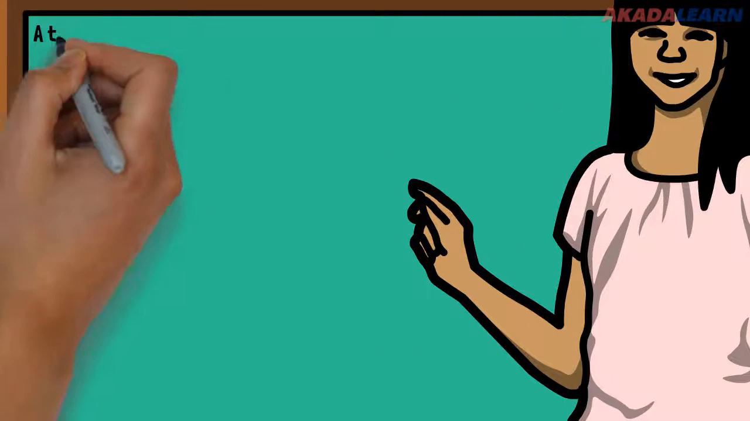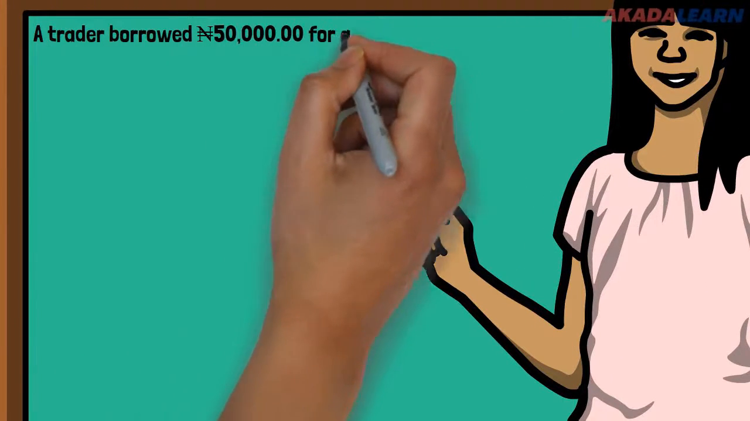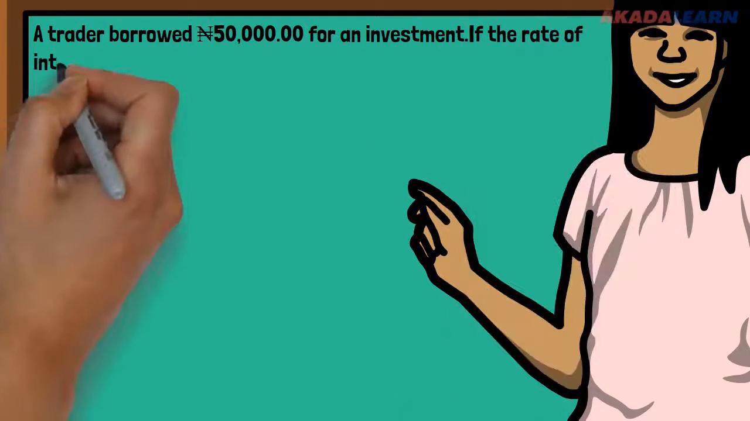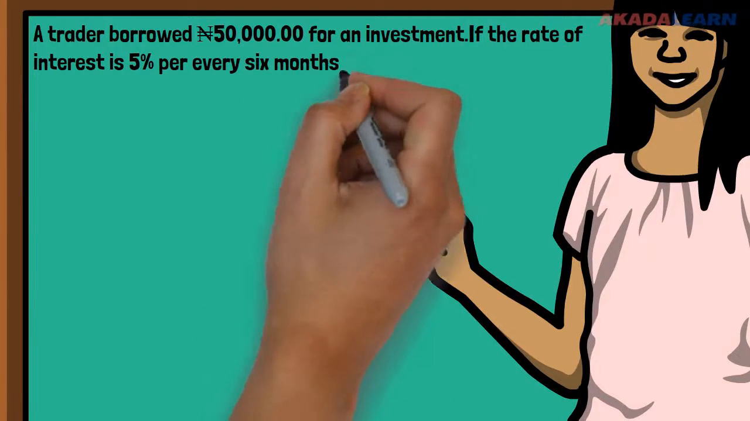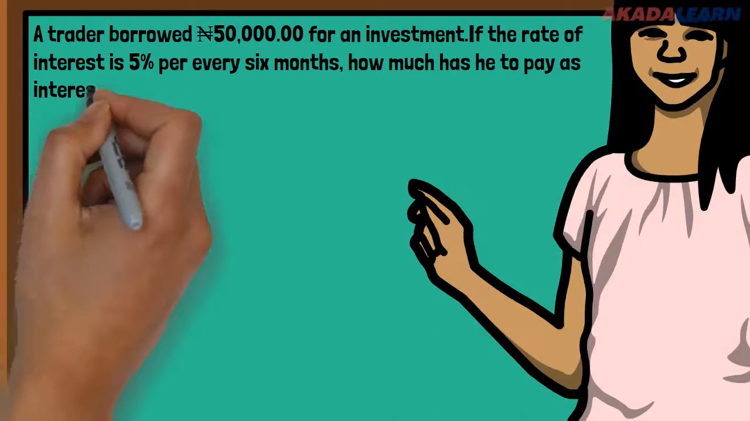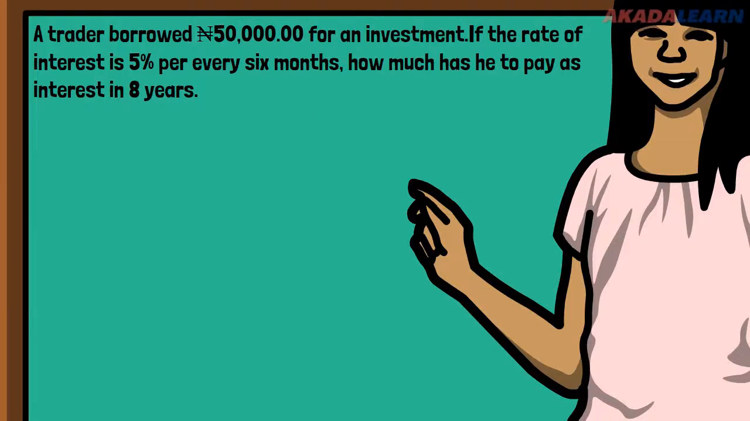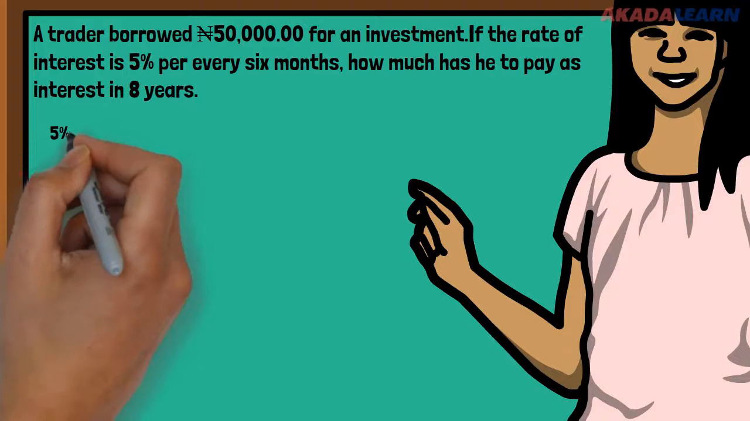So let's look at the next question. A trader borrowed 50,000 naira for an investment. If the rate of interest is 5% every 6 months, how much has he to pay as interest in 8 years? So let's begin.